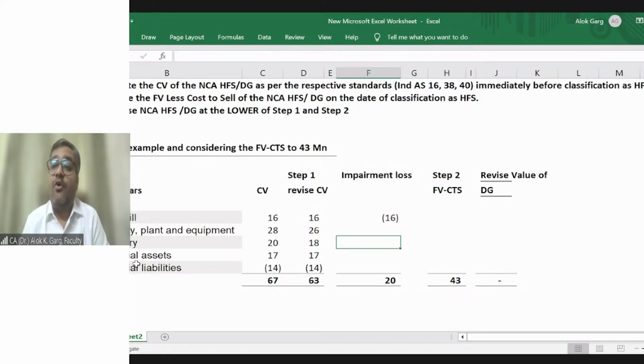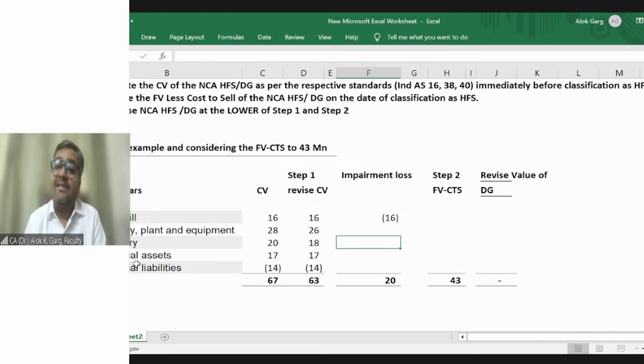So what is the formula for measurement of inventory? Inventory has to be measured at cost or NRV, whichever is lower. Cost or net realizable value, whichever is lower. So what does it mean? It means inventory is itself at net realizable value.